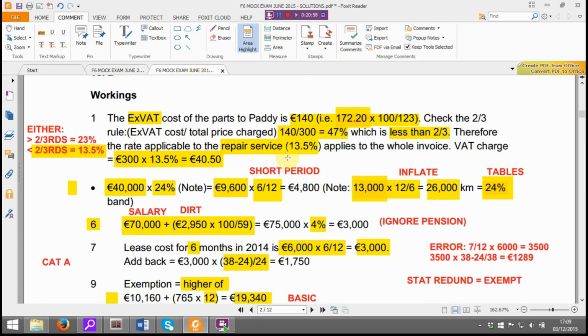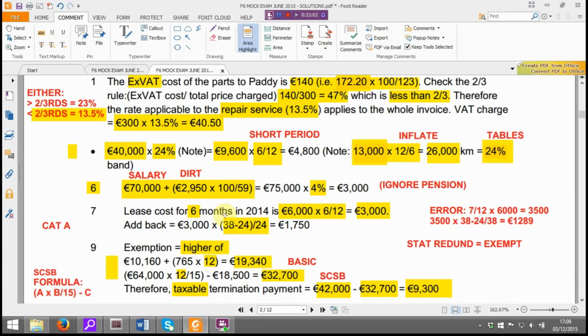Okay, so if we look at question 7 here, sorry, the answer for 7, what you'll see, and the problem that I think is the error in this question, is really that they've taken 6 months when in fact it should be 7, because the car was made available, I believe, on the 1st of June. Okay, so in fact it's 7/12. But let me take you through their answer anyway.